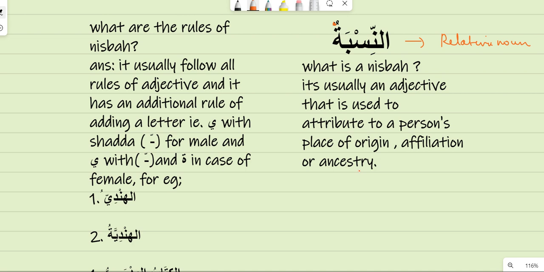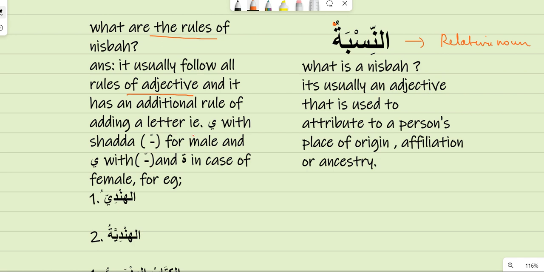And for example, what are the rules for nisbah? First, we will do the rules for nisbah. It usually follows all the rules of adjective. That's why I was calling it an adjective. It works like an adjective actually. But you cannot call it an adjective because it has some rules in its structure. So that's where it differs from an adjective. Adjective nouns are nouns that follow four things: gender, number, definiteness, and case. Here, nisbah does follow all the rules of adjectives, but it has a different structure for the nouns.